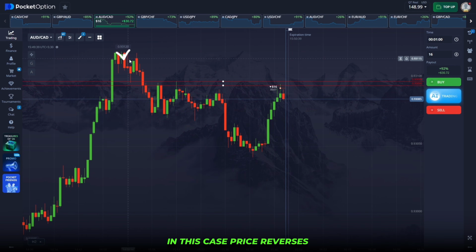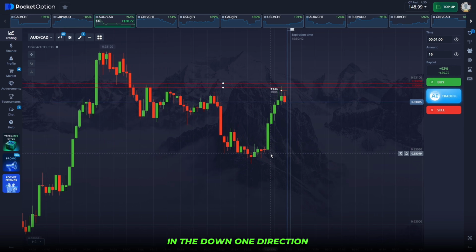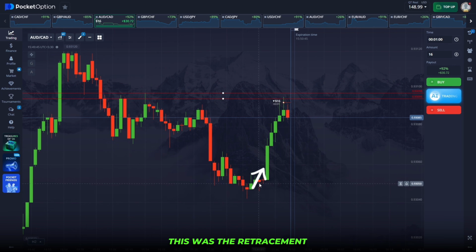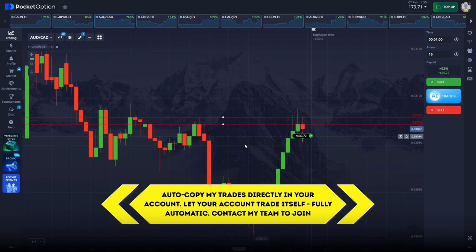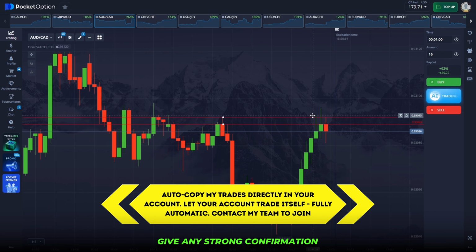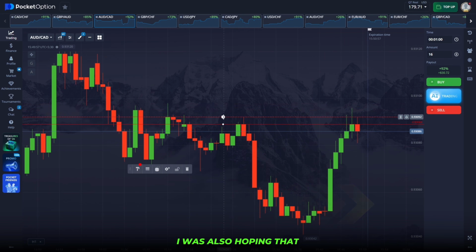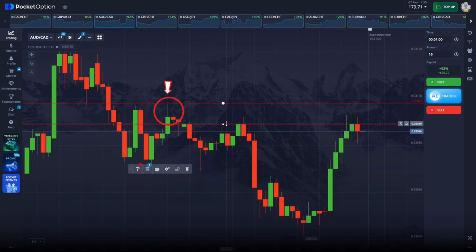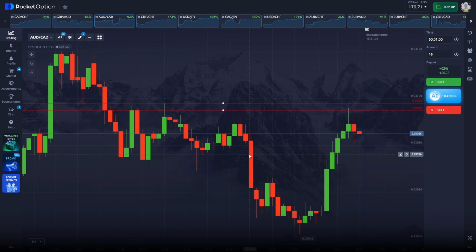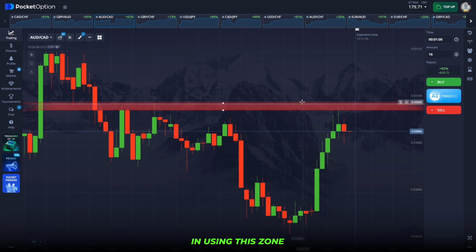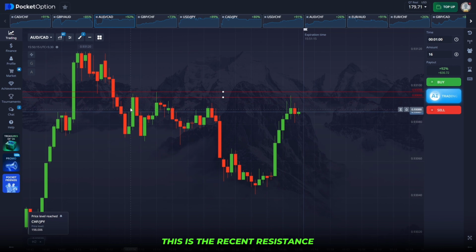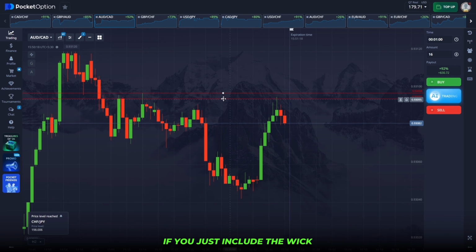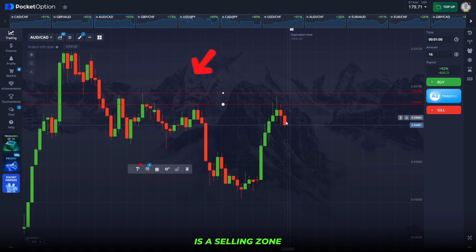In this case, price reverses in the downward direction. This was a downtrend market. This was the retracement. And for me, this was the recent resistance level. But because price does not give any strong confirmation, I was also hoping that maybe because of these long wicks, we have the majority of selling at this zone. So I was also interested in using this zone. Price from this zone does not give a solid reversal pattern, but when price hit this particular zone, this is the recent resistance also. If you include the wick size, you will understand that this whole zone is a selling zone.